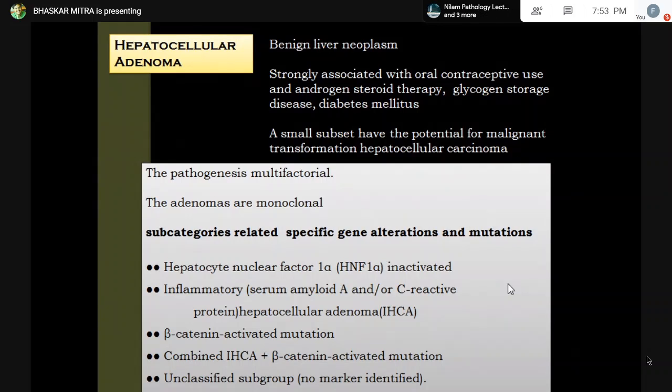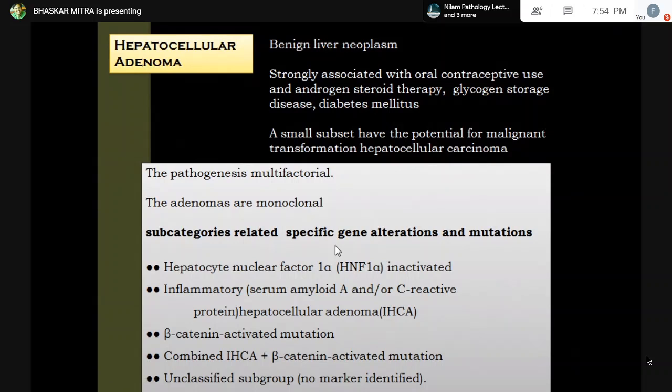Now, coming to the monoclonal proliferation of the hepatocytes. As the name suggests, monoclonal proliferation has to be a tumor, a neoplastic condition. So first comes the hepatocellular adenoma. It's a benign liver neoplasm. It is strongly associated with oral contraceptive use, androgen steroid therapy, and diabetes mellitus. There is a definite genetic abnormality behind it which causes the proliferation of these hepatocytes. The pathogenesis may be multifactorial, but the adenomas are usually monoclonal.